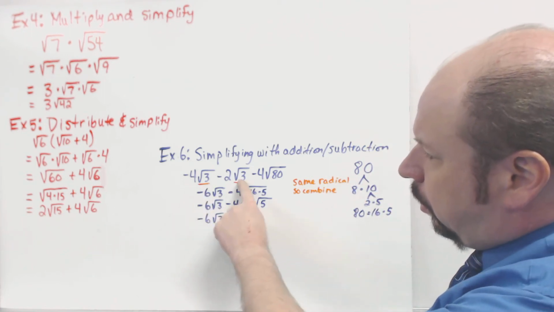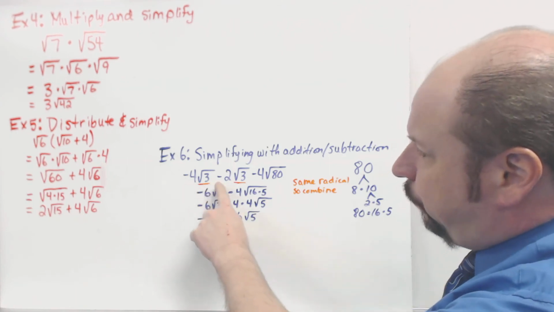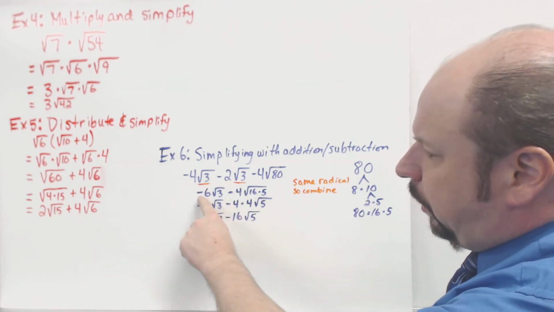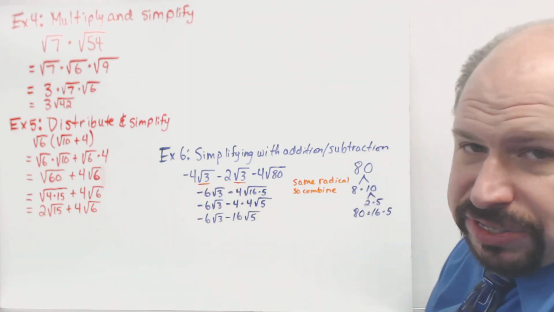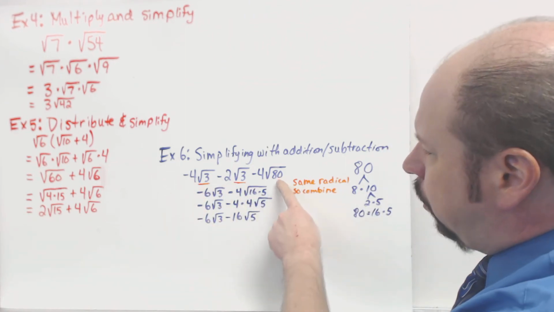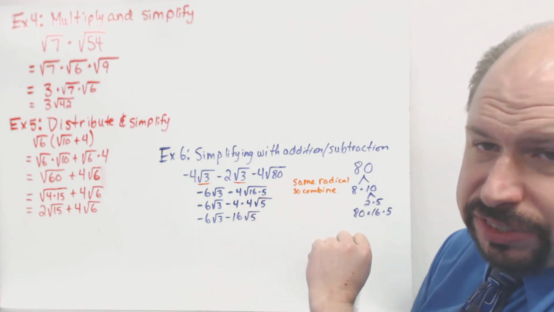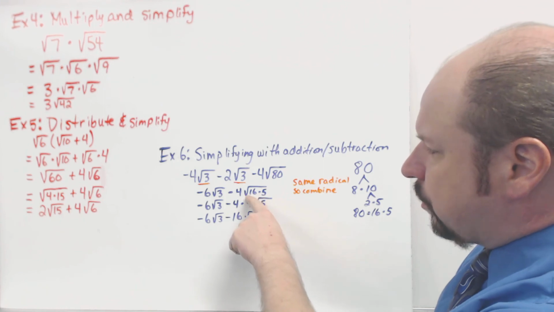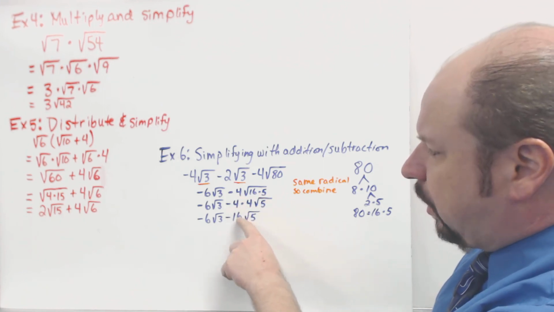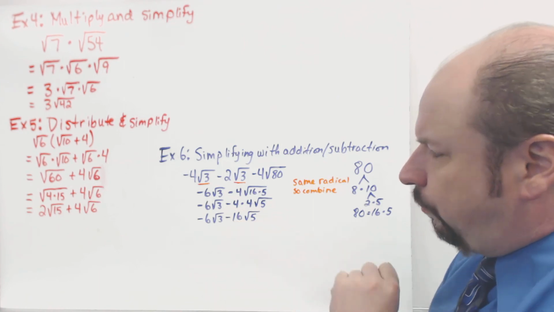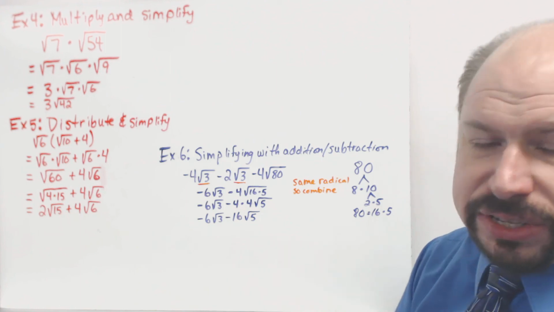So here, since these are like radicals, we can combine these. So negative 4 root 3 minus 2 root 3 is negative 6 root 3. And notice I kept it the same all the way down. 4 root 80, notice I did split it up into the square root of 16 times 5. The square root of 16 is 4, so it comes out. And on the outside, 4 times 4 is 16, root 5. So we end up with negative 6 root 3 minus 16 root 5.